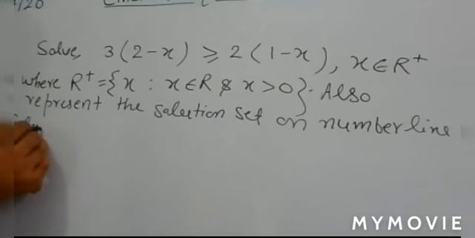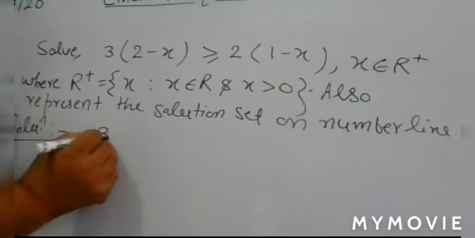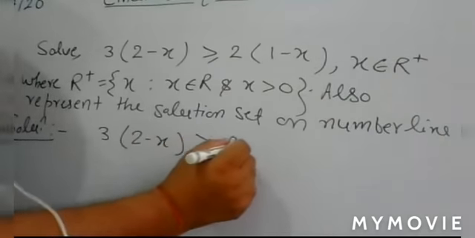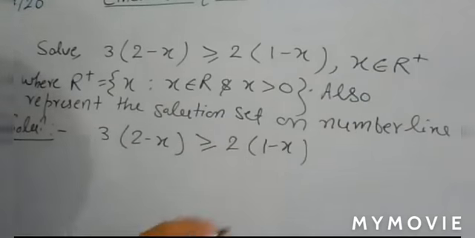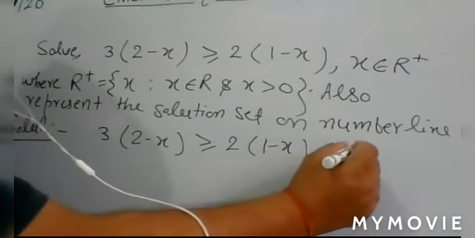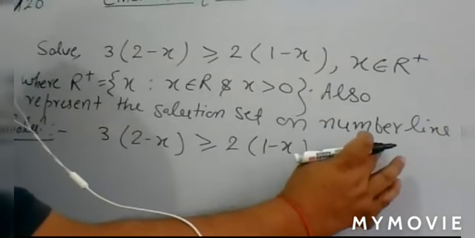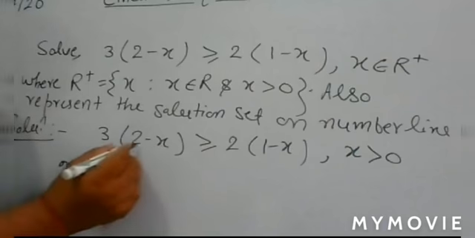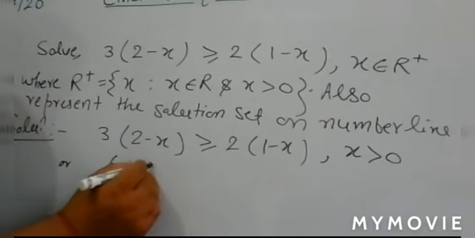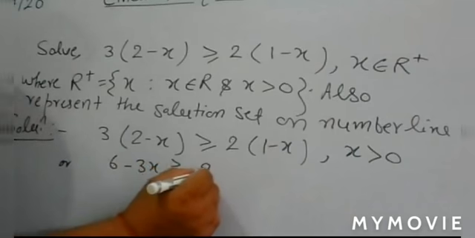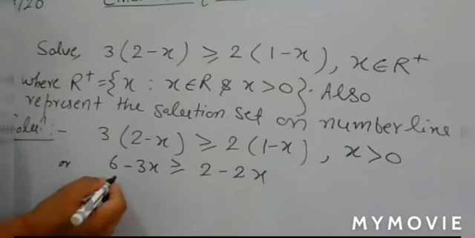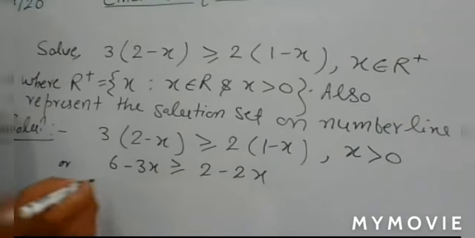So first you write your inequation, which is given: 3 into 2 minus x greater or equal to 2 into 1 minus x. And here it is given x is greater than 0. Now you multiply here, so you have 6 minus 3x greater or equal to 2 minus 2x. Understand?